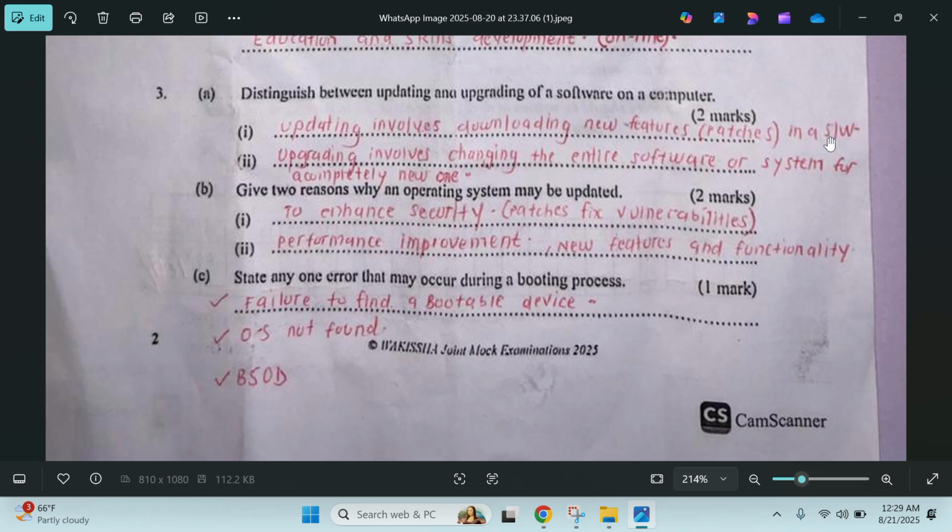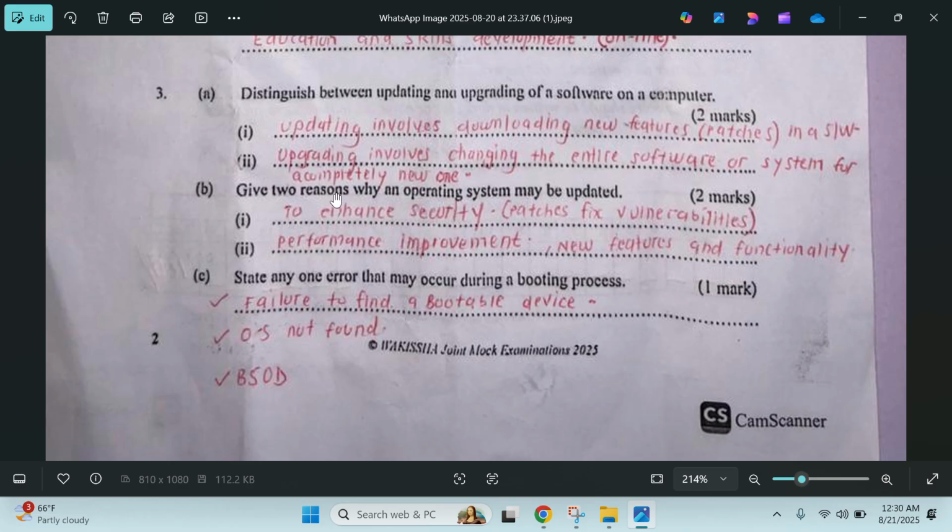Then upgrading. Upgrading means that you're changing the entire software or system to a completely new one. You change the entire software to a completely new one. Take an example of changing from Windows 10 to Windows 11, or changing from Windows 7 to Windows 10. That's the meaning of upgrade. You change the entire system to a completely new one, which is not the case with update. For update, you just add in a few patches in a software. You make updates there.